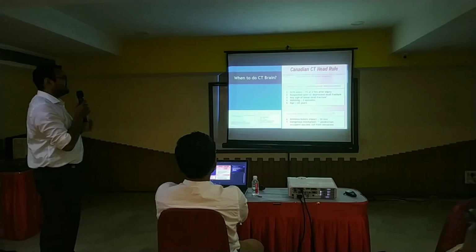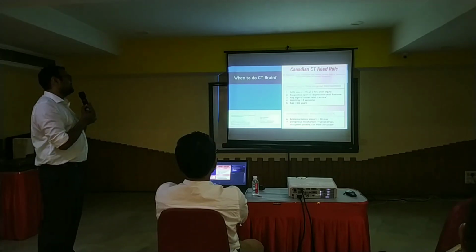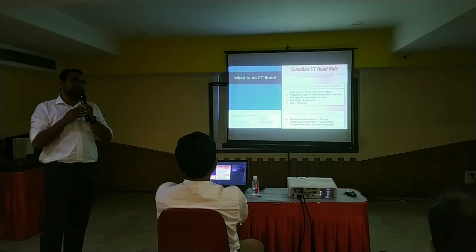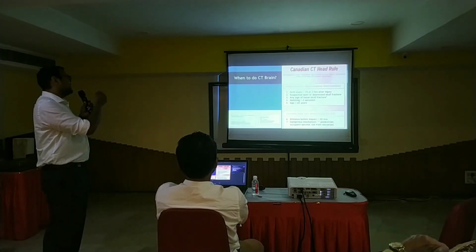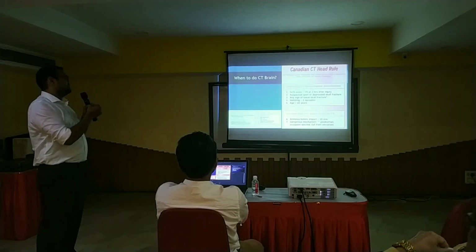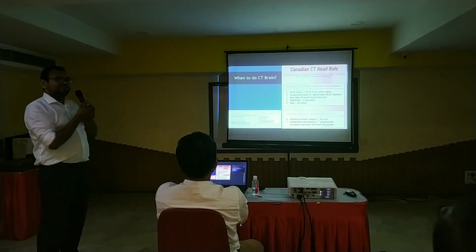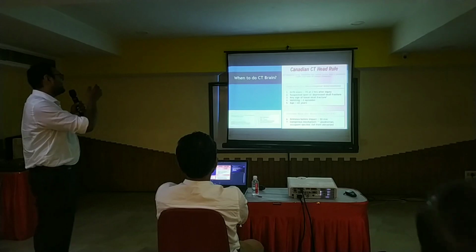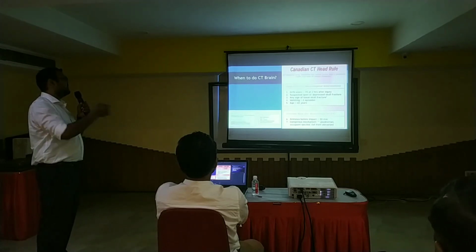Multiple episodes are the concern, and age more than 65 years. These are the high risk categories in which we have to do a CT scan. Plus there are medium risk categories like amnesia and dangerous mechanisms like pedestrian struck, occupant ejected, or fall from height. So these are the criteria in which we have to perform a CT scan. Next slide.